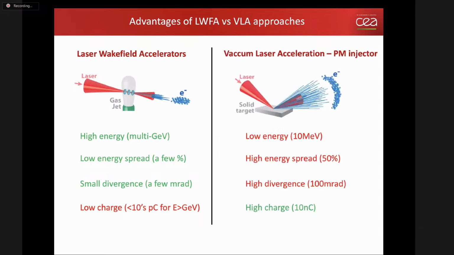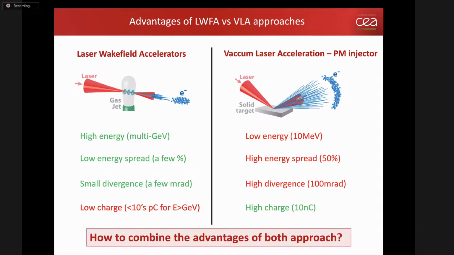And on the other side, you have vacuum laser acceleration that I previously introduced with plasma mirror injectors that can offer very high charge. So this is nice, up to 10 nanocoulomb, but low energy, high energy spread, and high divergence. So this is not suitable for applications of this beam. So as you can see, what would be nice is to have a combination of both worlds and to achieve high energy and high beam quality.